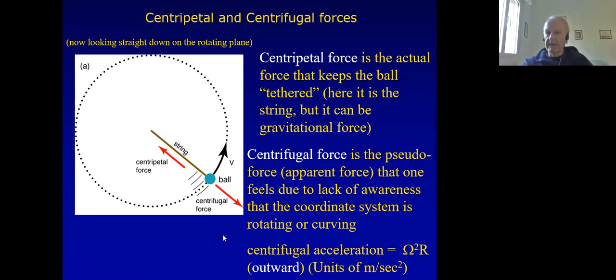And so we have this centrifugal force, which is omega squared r, and obviously the units are meters per second squared, and this is the outward force. So these two forces presumably should be in equilibrium, otherwise the ball will fly out, or it will be brought toward the center of this body.